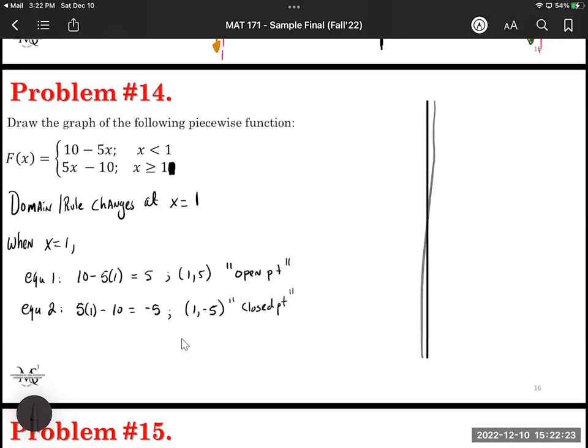All right, so you plot those 2 points. So let's say here's 0, let's say here's 1. I'm going to scale my y-axis by 5s. So let's say here's 5, here's 10, here's 15, here's negative 5, here's negative 10, here's negative 15. All right, so at (1, 5), it's an open point. At (1, -5), it's a closed point.